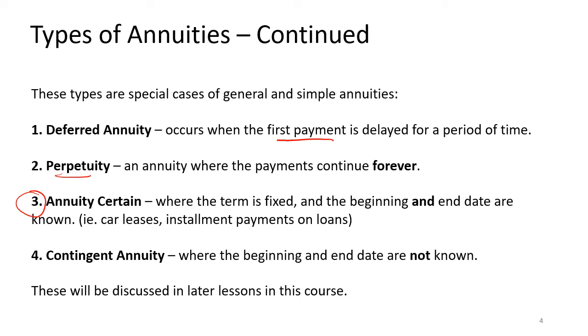Car leases and payments on loans, like your student loans, usually have a defined end date. You can pay it off sooner, but when your payment amount is calculated, it assumes a fixed beginning and end date. Another example of that is a mortgage. If you have a 25-year mortgage, that means it starts from the day you purchase the house, and if you stay in that house for the full 25 years, making your regular payments, then your loan would be paid off. The last type, a contingent annuity, just means that you don't know those.